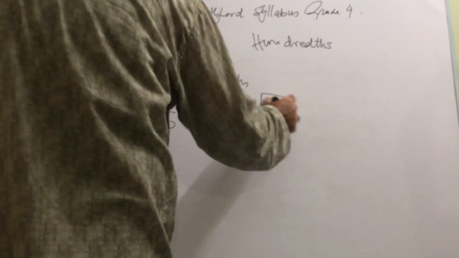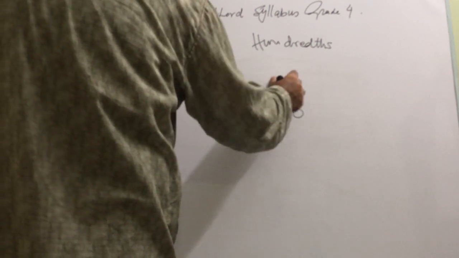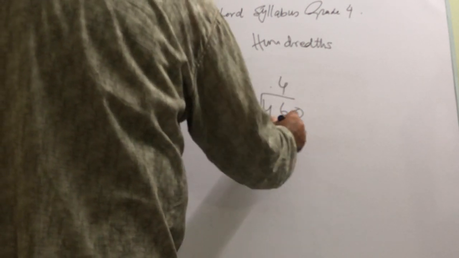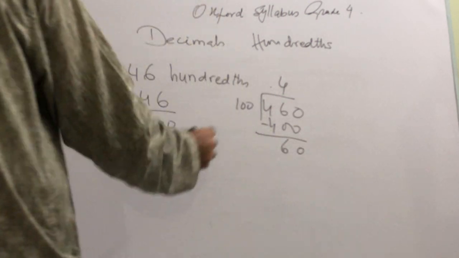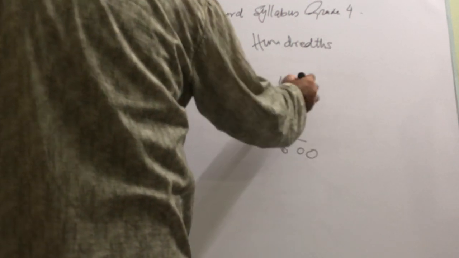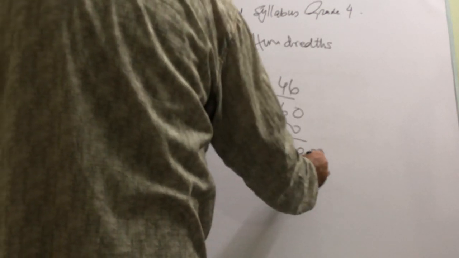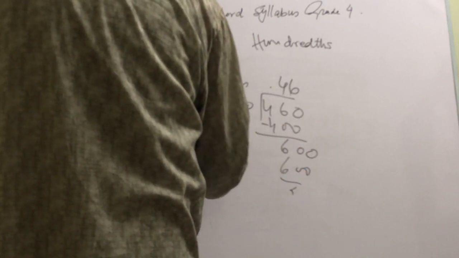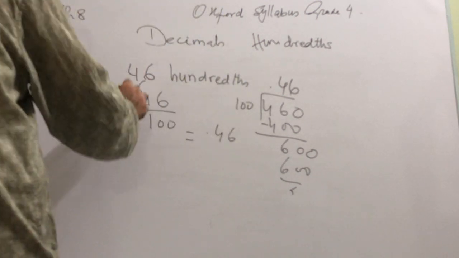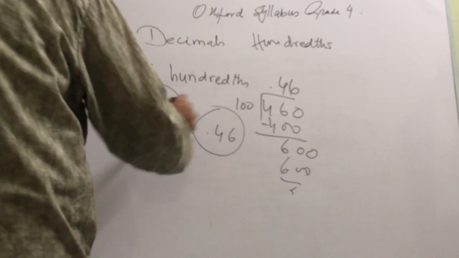You can convert it into decimal. Dividing, it is smaller, so put the point, put 0 here. 100 fours are 400. Subtract, get 60, which is smaller than this, put 0 here. No need to put anything because the point is already there. 100 sixes are 600. So the answer is 0.46 or .46. In fraction form it is like this. In decimal form it is like this.